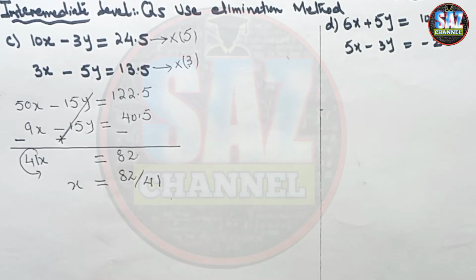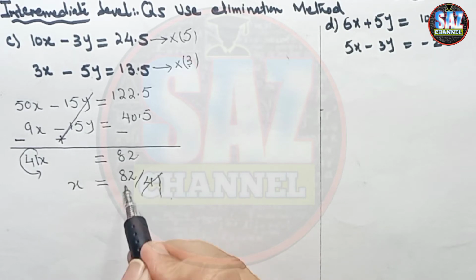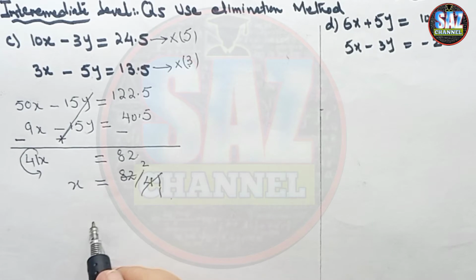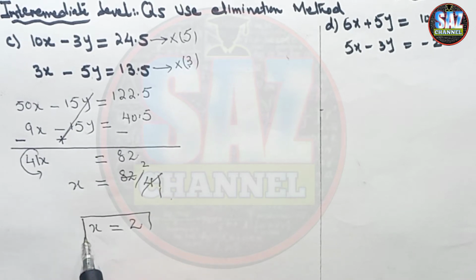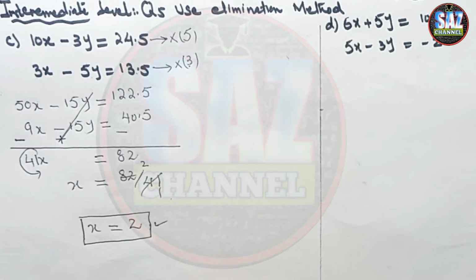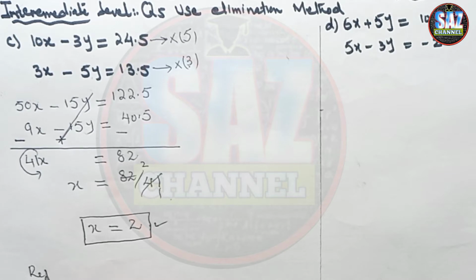Now read the table of 41. 2 1s are 41 and 2 2s are 82. So the value of x, which is one of the variables of the question, is 2. Now what we have to do, after getting the value of this variable, replace x equals to 2 in equation 1.